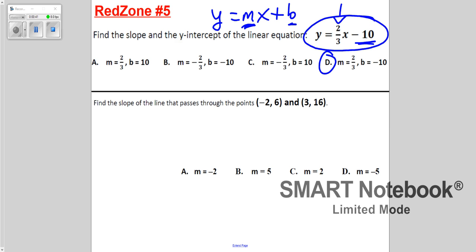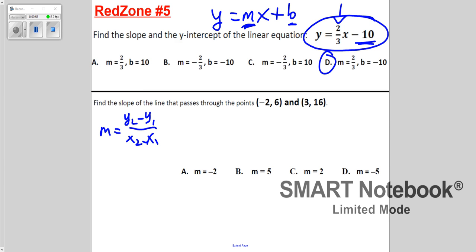Number 2, find the slope of the line that passes through these 2 points. There's a very easy way to find slope. We learned a formula for it. It's called the slope formula. M equals y2 minus y1 over x2 minus x1.